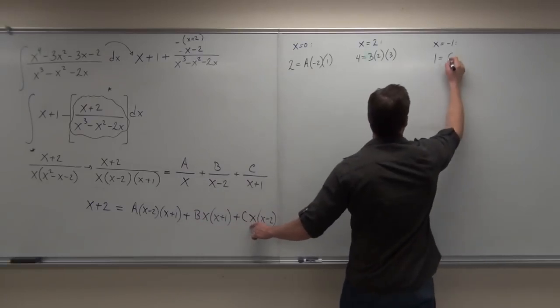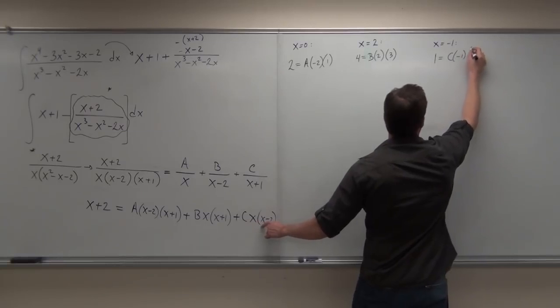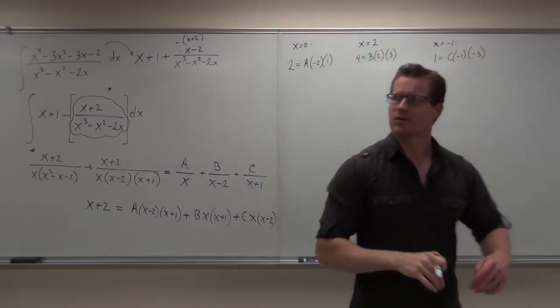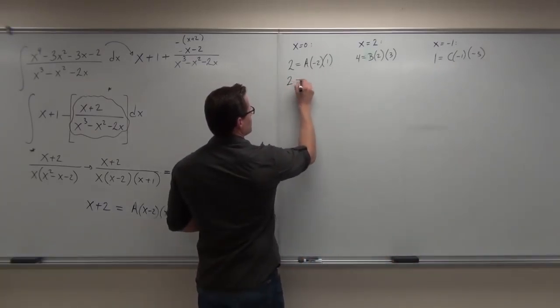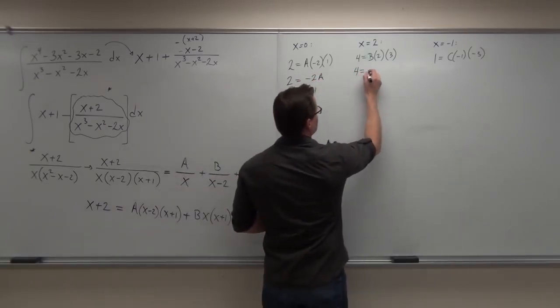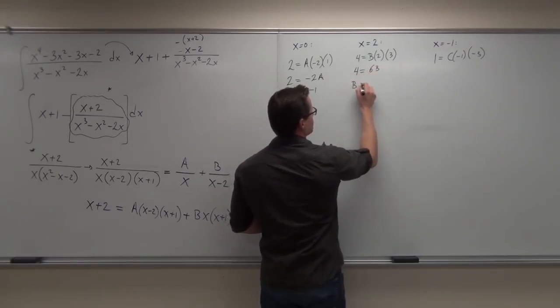This is not 0. I get c times -1, that's what I'm plugging in, times -3. Show of hands you made it that far. Good deal. Now we're almost done here. So, simplify a little bit. 2 equals -2a, therefore a equals how much? Negative 1. 4 equals 6b, therefore b equals how much?